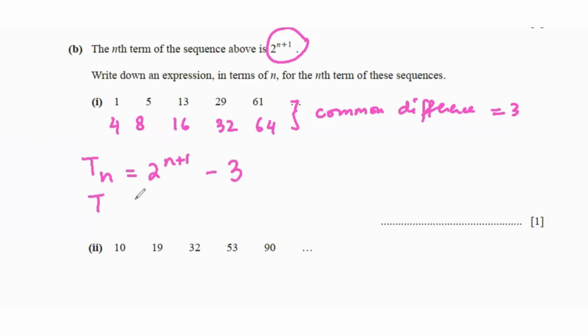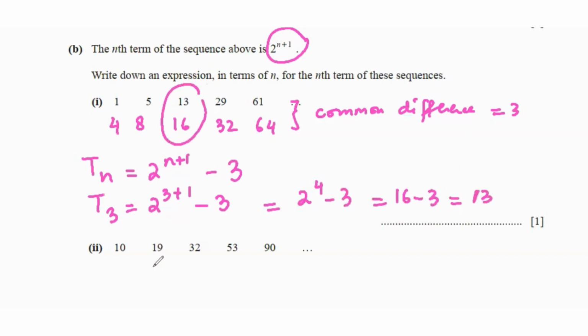So even if you find one of these terms, let's say the third one, 2 to the power of 3 plus 1 minus 3. That's going to be 2 to the power of 4 minus 3. 2 to the power of 4 is 16. So 16 minus 3 is 13, which is what's given over here. Hence, your nth term for this new sequence will be 2 to the power of n plus 1 minus 3.